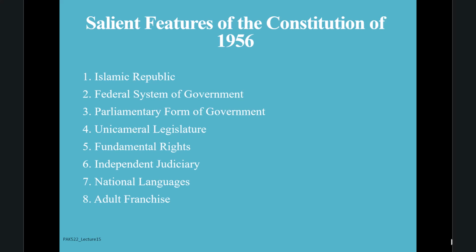So now we will discuss the fundamental rights. The Constitution granted several fundamental rights to citizens like freedom of speech and expression, freedom of religion, freedom of association, equality before the law, protection of life and property. Now the independent judiciary. The Constitution assured the independence of the judiciary. The Supreme Court of Pakistan was established as the highest judicial authority.